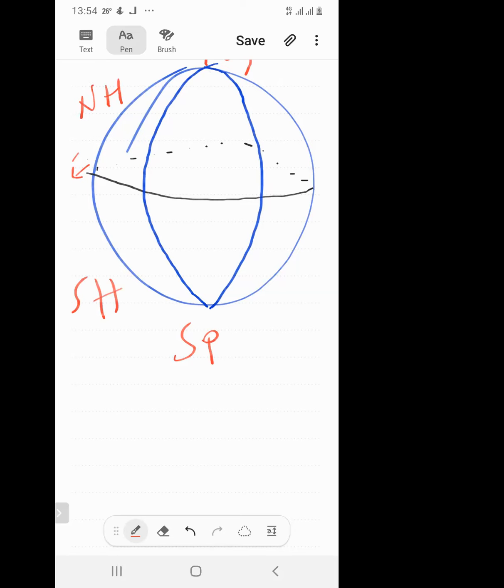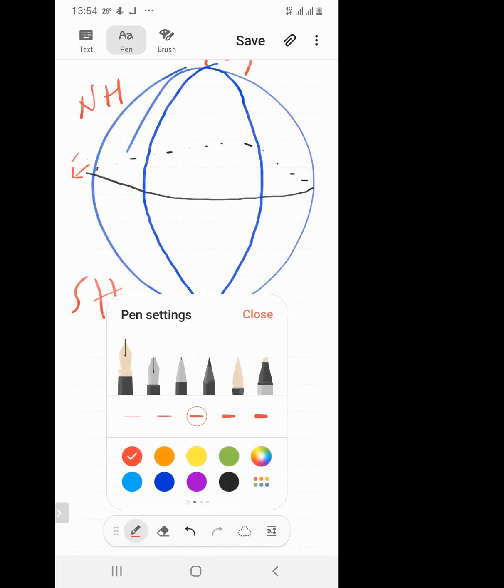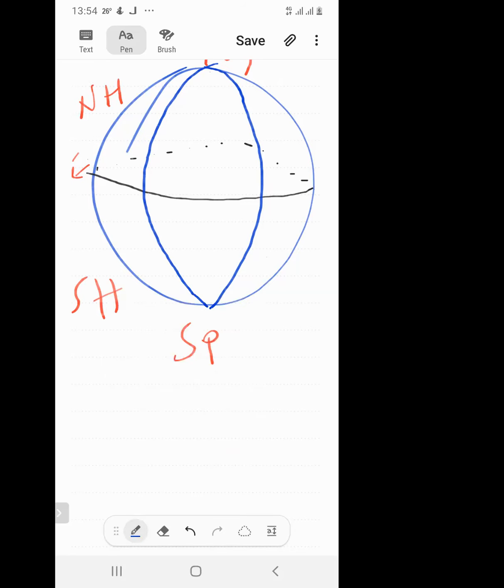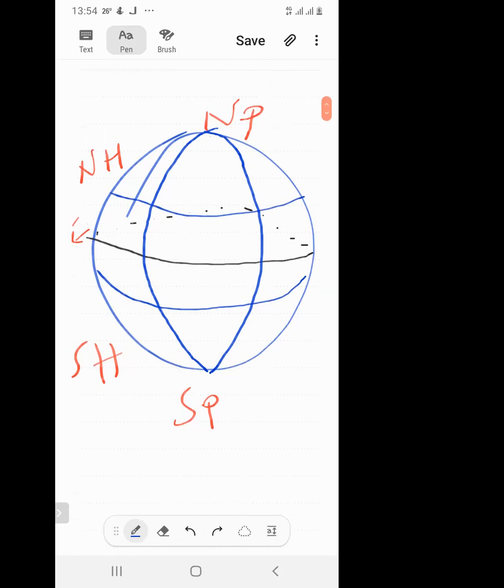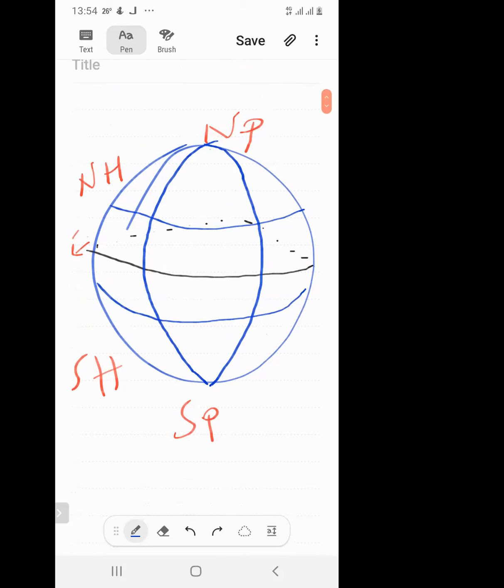Now, all the lines that go from east to west, these are called the latitudes. And the north-south lines, we have the longitudes. Are you okay? So this is how the Earth is.